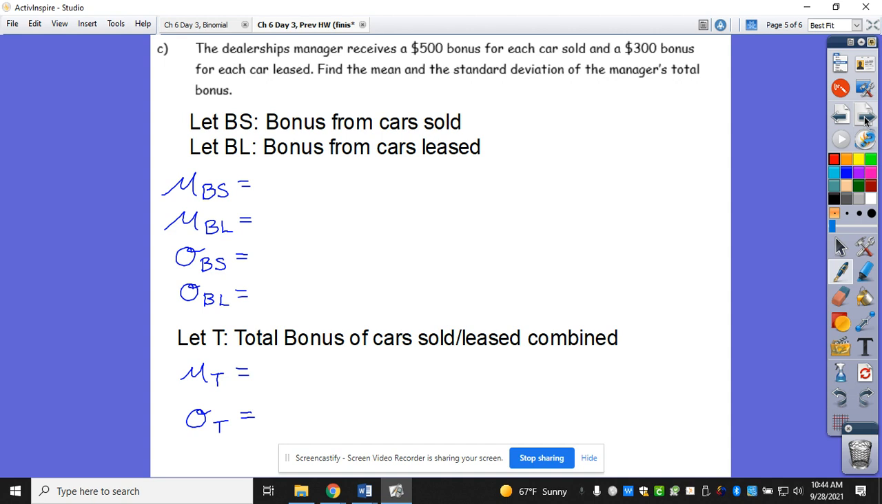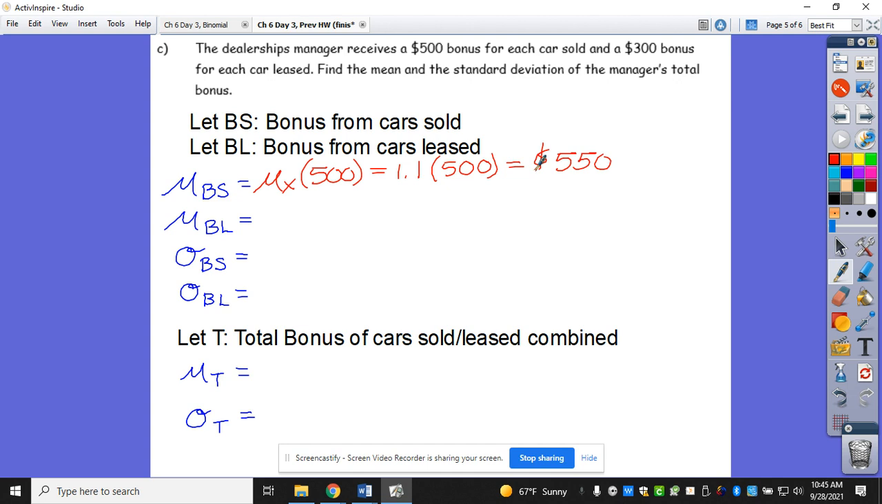So, to get my bonus from my sales, I start with what? And I do what with that? Then I'm plugging in my number. That was 1.1 times 500, which gives me what? And what were my units? So that one we had already done.